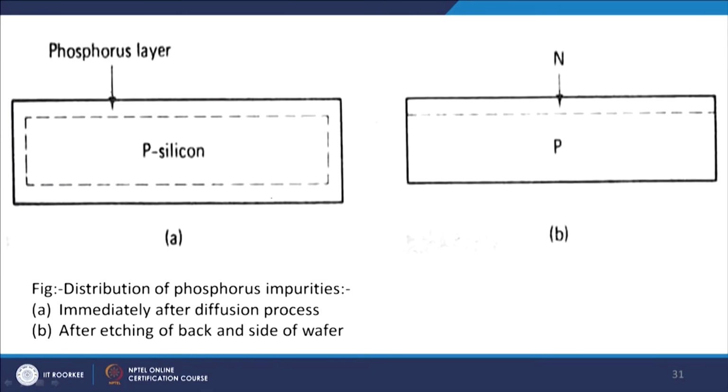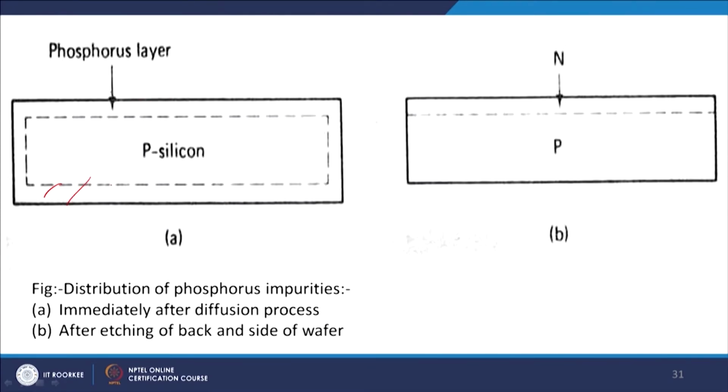So, on top of the p-type silicon we get n-type doping, or we get an n-p junction. Here in the first figure we are showing the distribution of the phosphorus impurities immediately after the diffusion process and after etching of the back side of the wafer. So, when the diffusion is completed at high temperature, phosphorus sits on all the sides, but we need the n doping only on the top, we do not need it at the back.